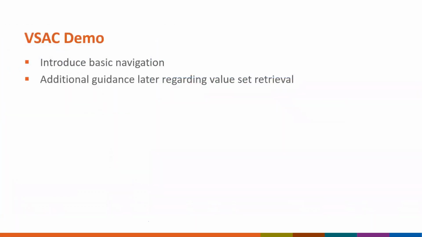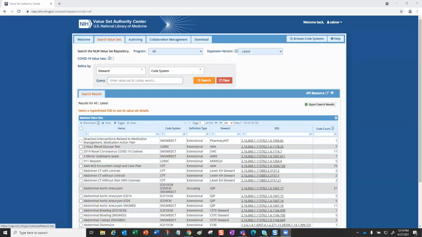And so at this point, we're going to switch to the VSAC demos just so I can give you a basic orientation to the functionality that's available. And so I'll share my screen. Are you seeing Value Set Authority Center? Yes, we can see. Okay, thanks.